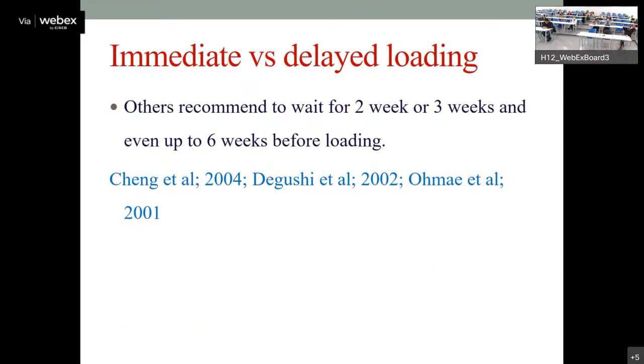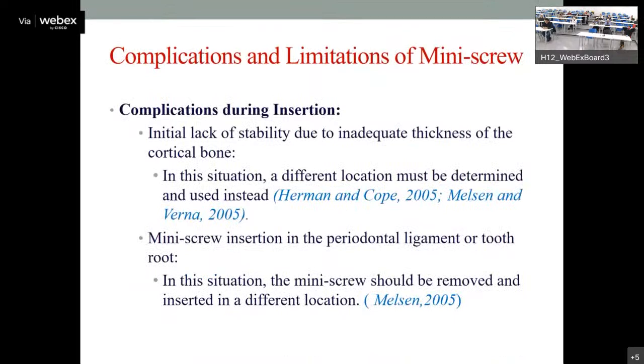Whereas others recommended to wait for 2 or 3 weeks and sometimes up to 6 weeks before loading, maybe in order to achieve sort of osseointegration and to be safer. What are the complications of using microscrews? These can be complications during insertion, during force loading, or during removal of the microscrews. So during insertion, the main complication is lack of primary stability. If there's no stability, it means the microscrew will fail. So in this situation, you need to choose a different location and relocate your microscrew.